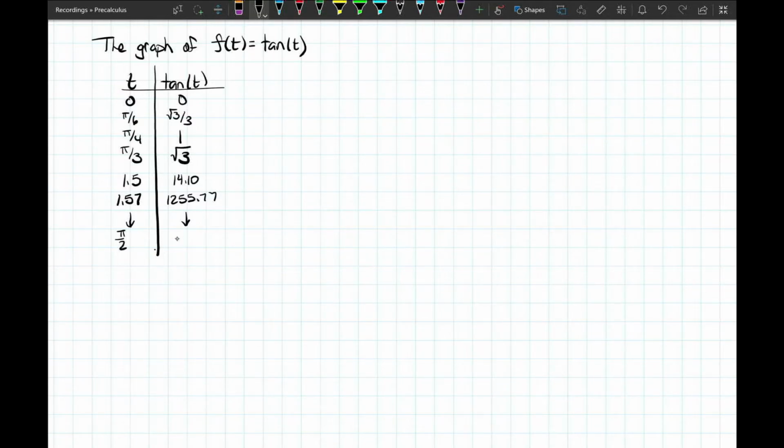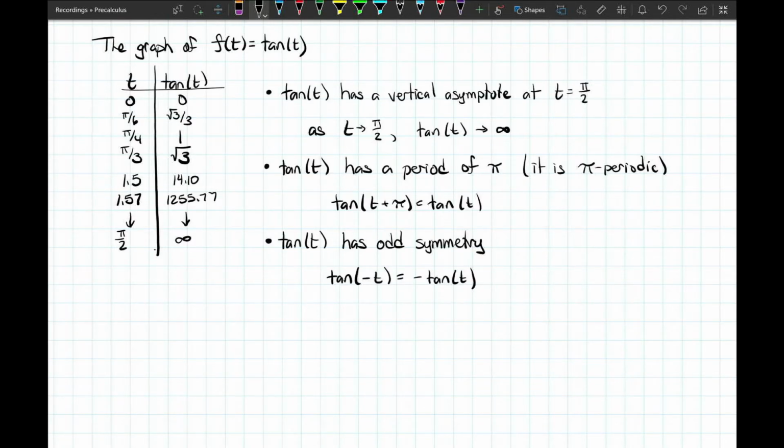Now, this isn't an actual point on the graph. We can't say we have the point pi over 2 and infinity, but we can say that the value of tangent of t is getting infinitely large. Now, combine that with a few other facts that we know about tangent. We now know that tangent of t has a vertical asymptote at pi over 2. The closer we get to it, the larger the value, so we have a vertical asymptote. We say as t approaches pi over 2, tangent of t gets infinitely large.